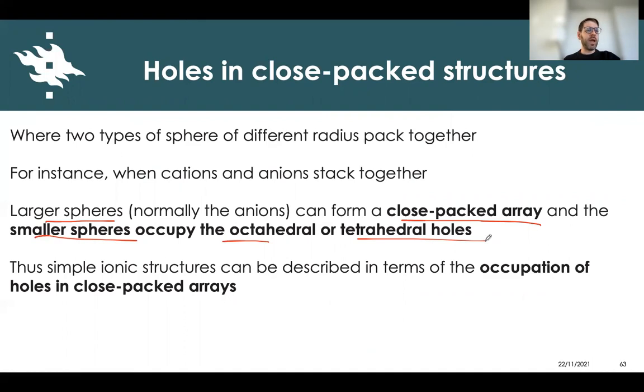it applies not only to metals, but also to ionic solids, in which we can describe the structures of these materials by still a closed packed arrangement of spheres, in which the larger spheres, the anions, form this closed packed array, and then the cations occupy the octahedral and tetrahedral holes. Therefore, for simple ionic structures, we can describe these structures based on closed packed structures, or based on the occupation of holes in these closed packed structures.